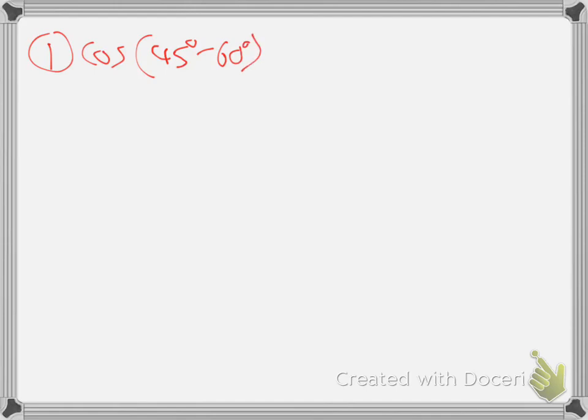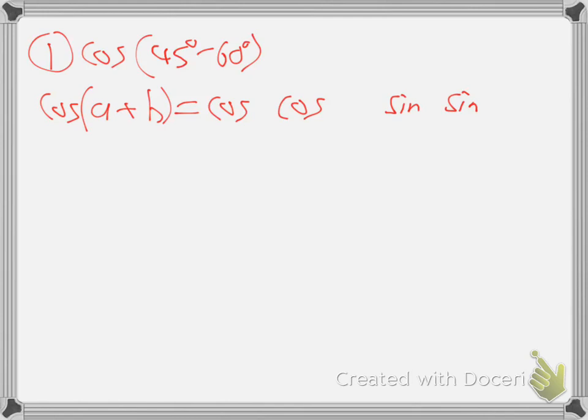Cosine of 45 minus 60. Okay, so how do we do it? I'm going to use this formula right here. Let me write it out for us. Cosine of A plus B is cosine, cosine, sine, sine, and then you do the AB minus sine. Now remember, this is always opposite for cosine anyway. Cosine is opposite.